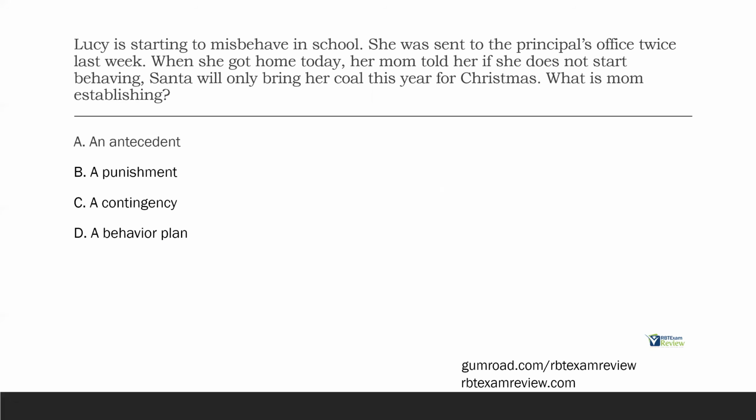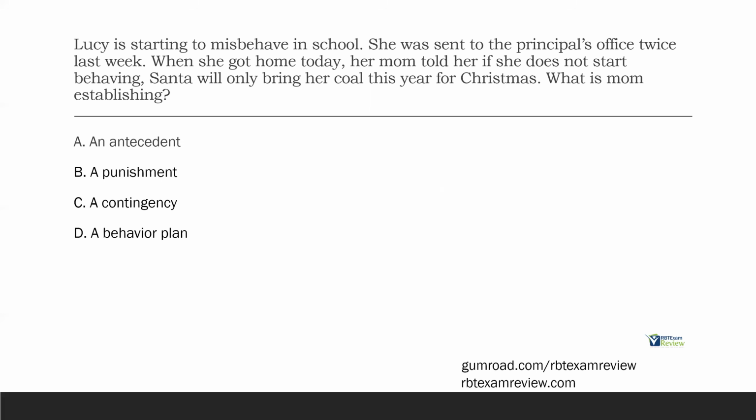Lucy is starting to misbehave in school. She was sent to the principal's office twice last week. When she got home today, her mom told her if she does not start behaving, Santa will only bring her coal this year for Christmas. What is mom establishing? All right, so common parenting strategy, right? Blame Santa, okay? Santa's watching. What is this called? What is mom establishing?